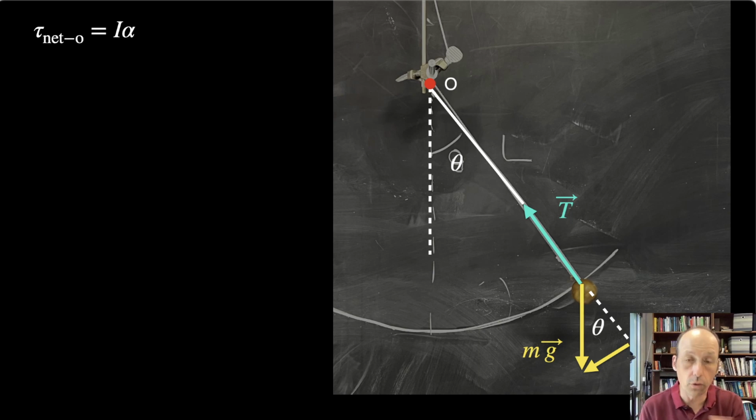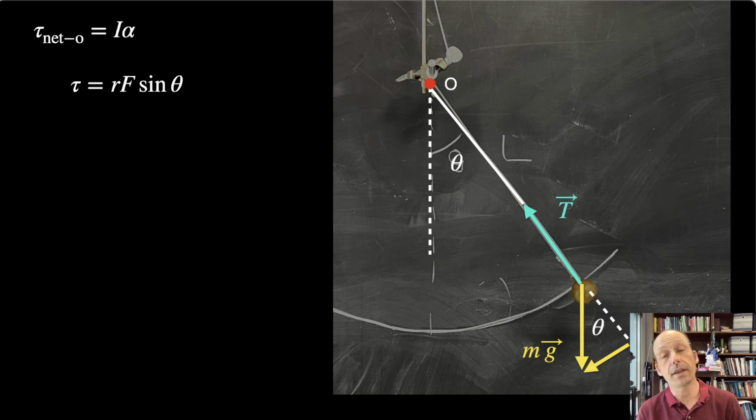So we need to calculate the torque. We have two forces, so we should have two torques. The first is the torque due to the tension. In general, torque is super complicated, but one way to calculate the scalar value of torque is the force times its distance to the pivot point times the sine of the angle between those two. So that's where this r F sine theta comes from.